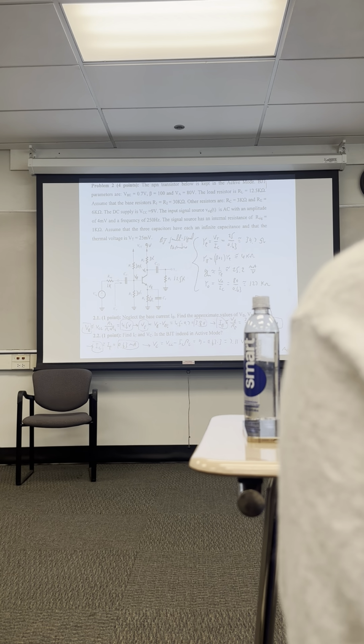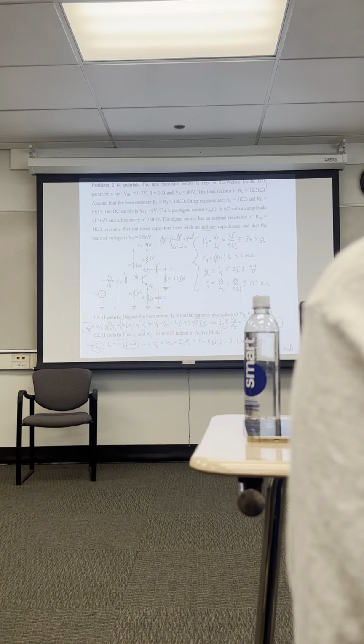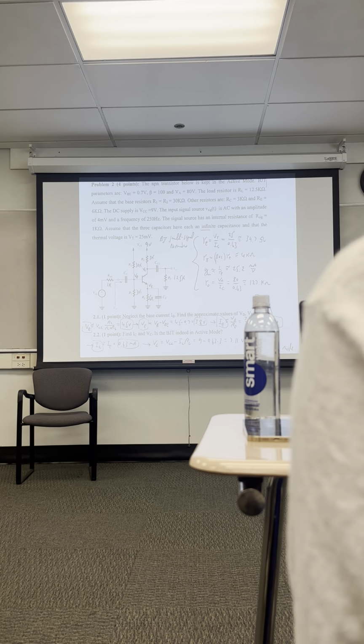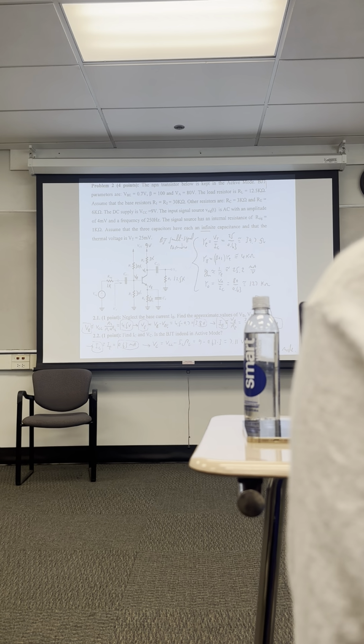It says capacitors have infinite capacitance. That means that this capacitor is an open circuit for DC, and this capacitor is a short circuit for AC. So the question says, neglect base current I sub B, find values for the base voltage V sub B, V sub E, and I sub E.